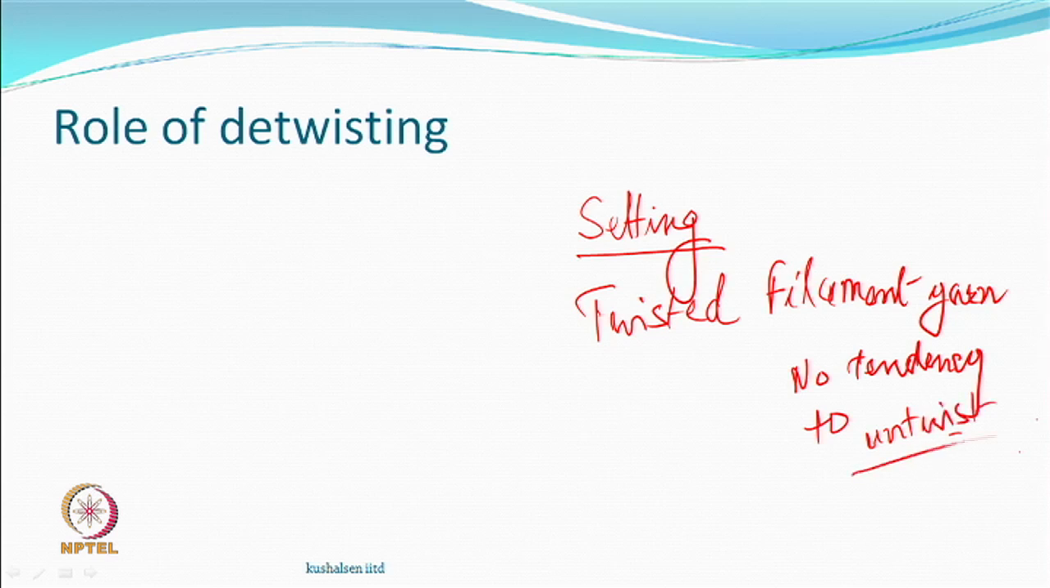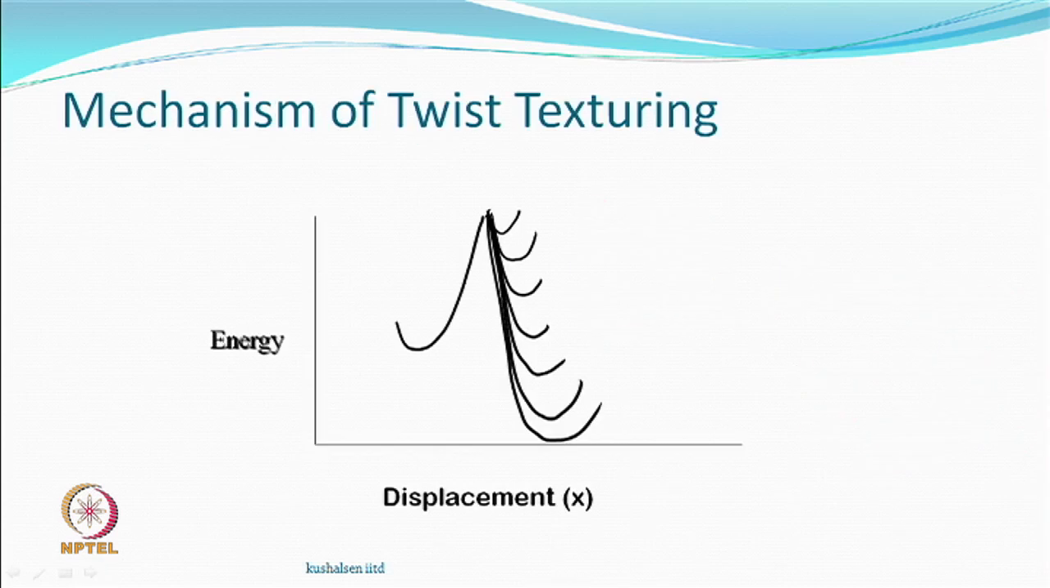So, what do we get at the end of setting is a multi-filament yarn which has been twisted and subjected to some setting operation. This yarn does not have any tendency to untwist, but it is not a textured yarn. So, what do we do? This was our position where there was an untwisted multifilament yarn.